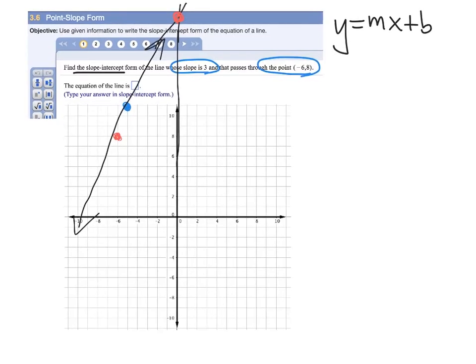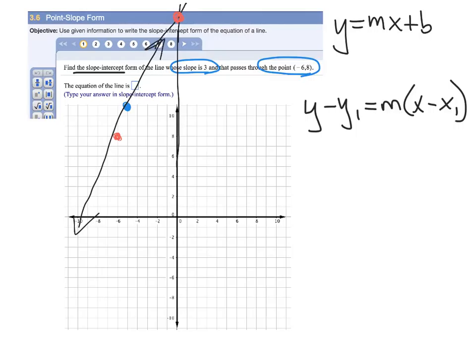Instead, we're going to use what's called the point-slope formula. You have to memorize this or write it down in your notes. It's y minus y1 equals m times x minus x1. You have to have that at your disposal, especially when you take the final.